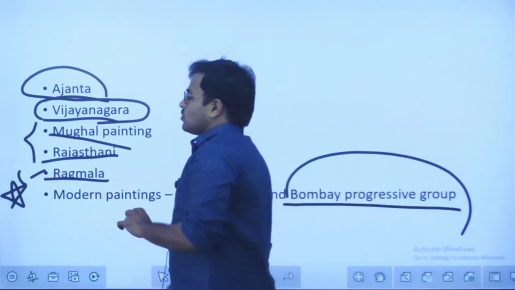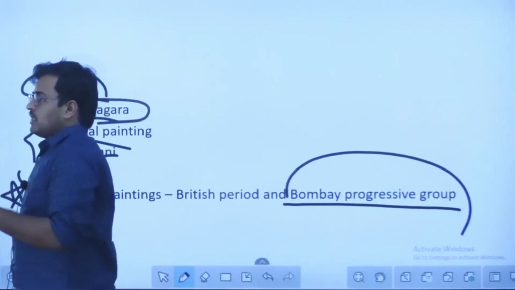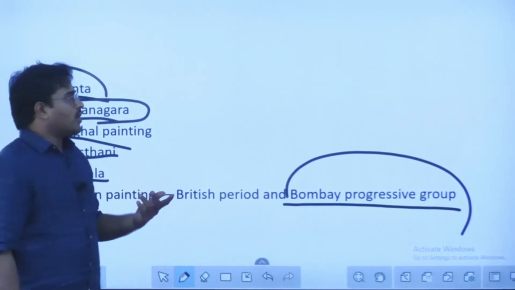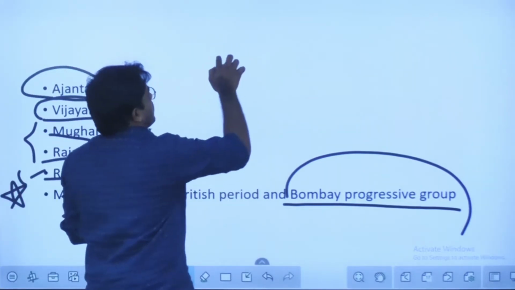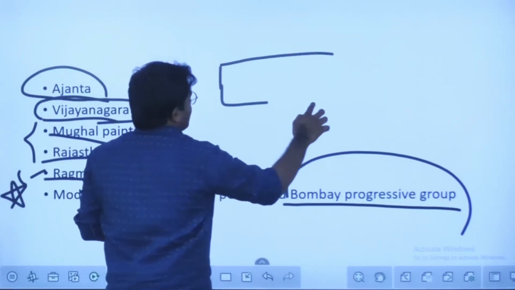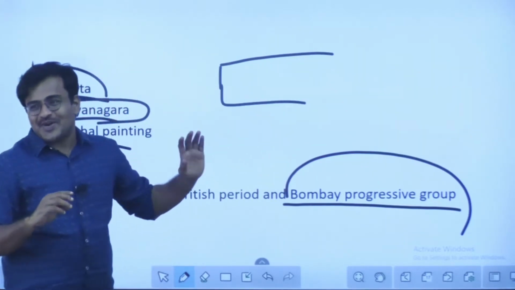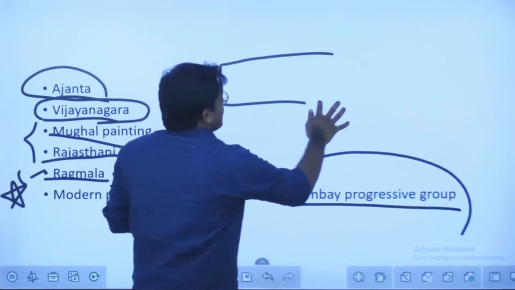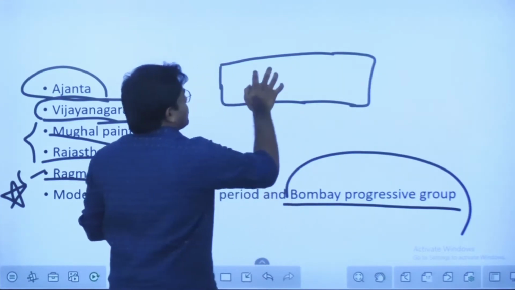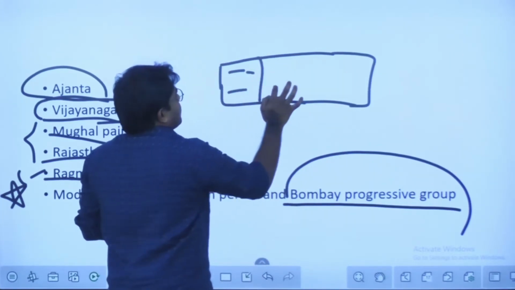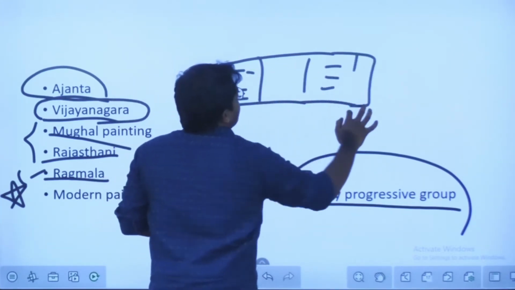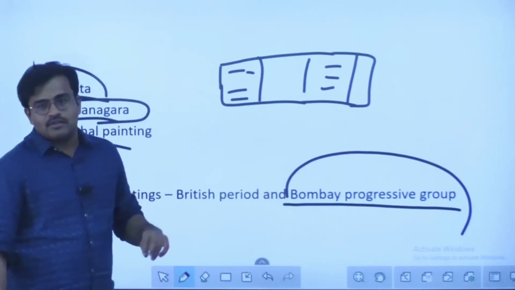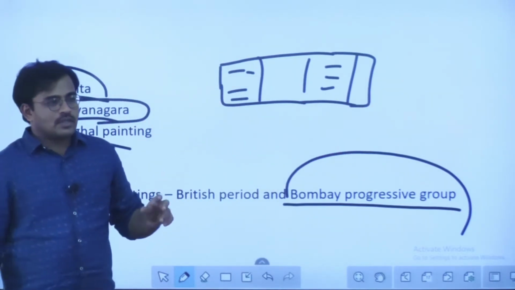And when it comes to the formatting of the answer, if they ask any question on miniature painting, you can draw diagrams also. I'm not asking you to reproduce the painting. Miniature painting you need not draw in the exam. What you need to do is at least, let's suppose this is a palm leaf: text here, painting here, then text, then painting. So in this format it is there. This is the usual thing.